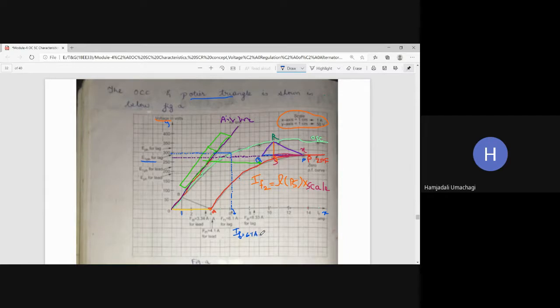IF1 is equal to 6.1 ampere for 0.8 power factor lag. 6.1, sir. Okay. So IF1 is 6.1. I hope all of you are getting the same answer, and you should mark this point, IF1 equal to 6.1 ampere for 0.8 power factor lag, in the graph. Have you all marked?